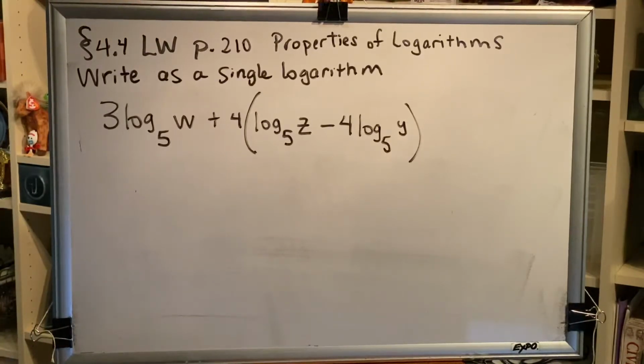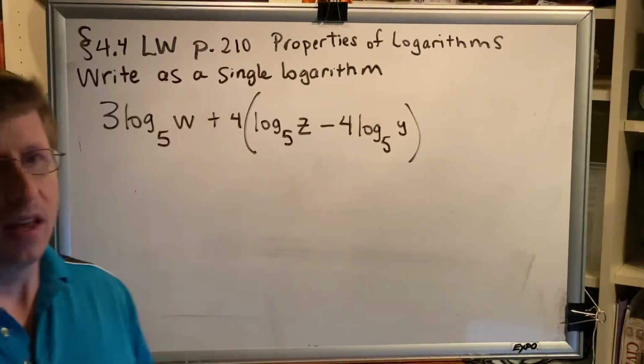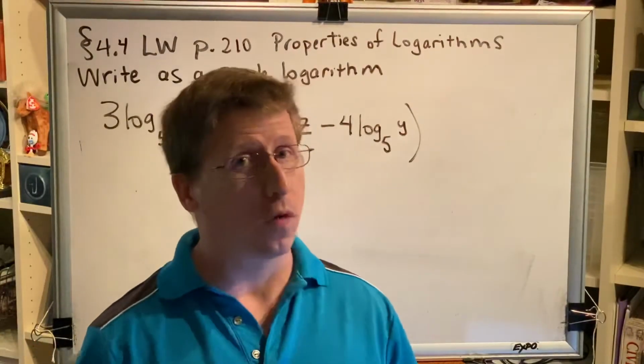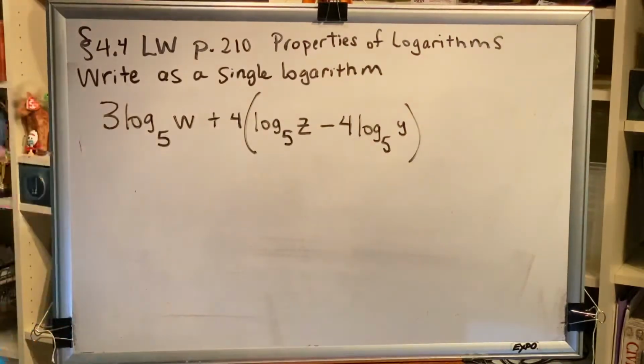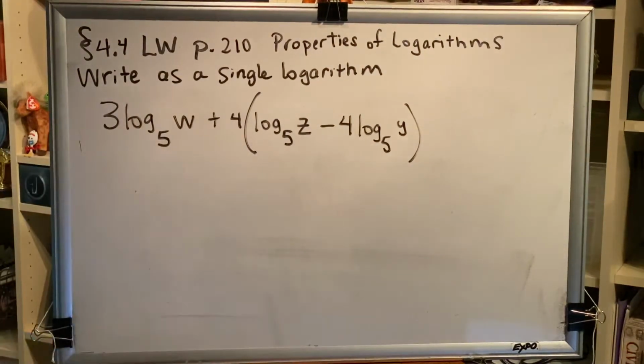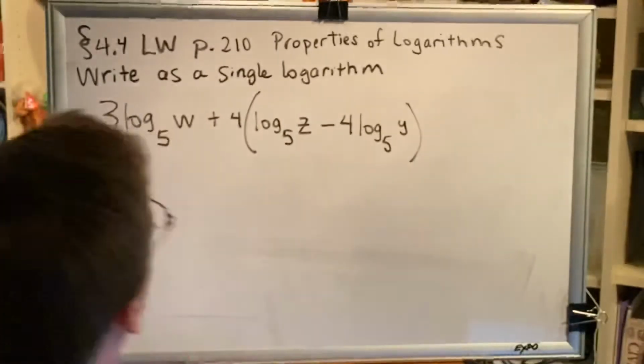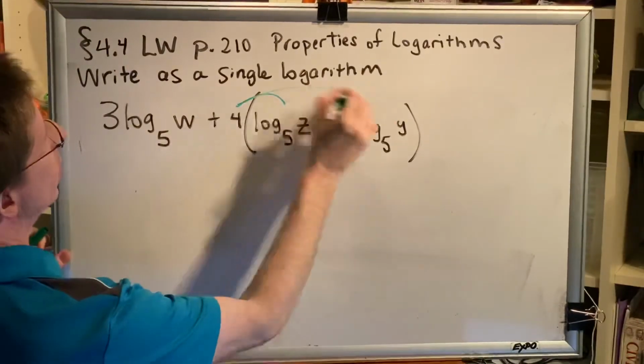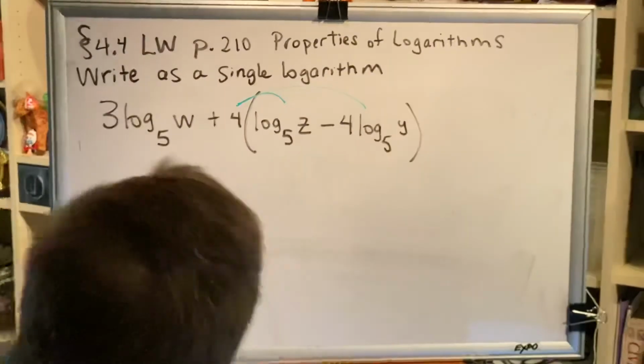So the first thing that we have to do is to make all of our logs have the same base and have no numbers in front of the word log. We also have these parentheses, and we're going to have to get rid of those by distributing this 4. Let's do the distributing first. So the 4 will be distributed to both of these logarithms.